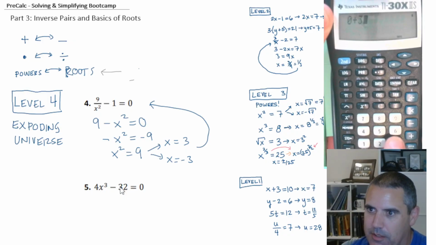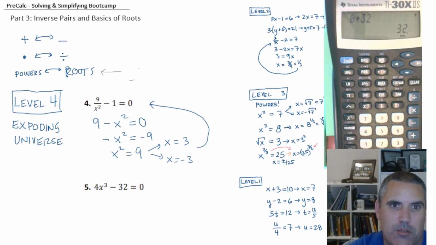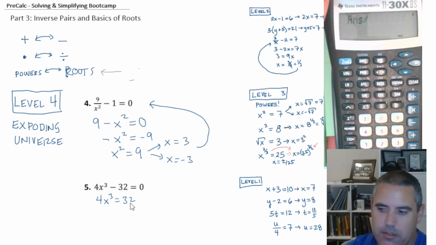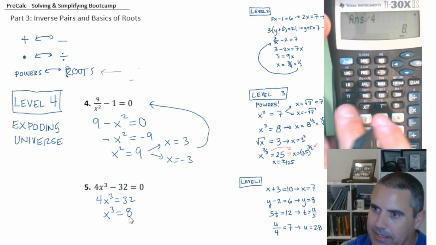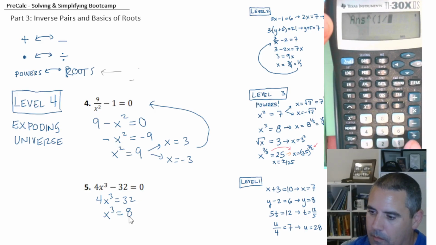Well, the first button is plus 32. That's how I do these. If I was using the calculator like this, I would add 32 to both sides. Okay, I undid that. Then I need to divide that answer by 4. I'm undoing the 4. And I get x cubed is 8. And let's just pretend for a second that I don't know what the cube root of 8 is. I can take that answer and raise it to the 1/3 power.